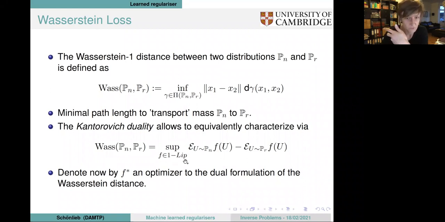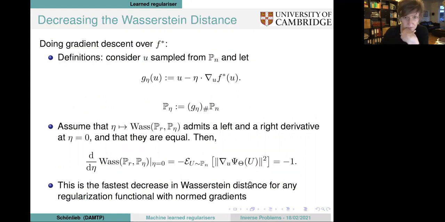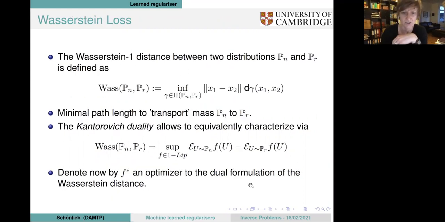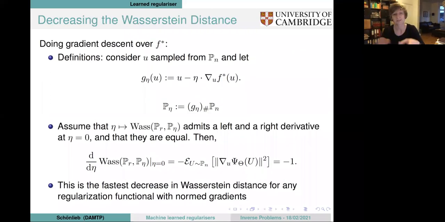And the parameterization for these one Lipschitz functions will be that I represent them as a neural network. I'll explain this in a moment. So first of all, does such a criterion for looking for a regularizer make sense? And here are some hints that this might make sense.